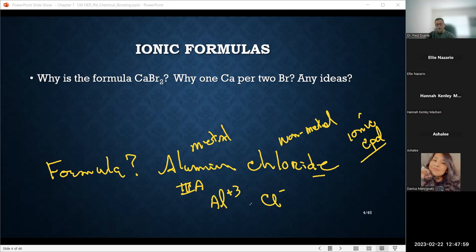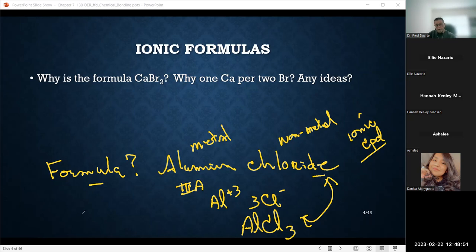Okay, now I want to put these together to write the formula. As I stated earlier, I have to put enough of each so they cancel each other out with respect to the charge. Now I have a +3 on the aluminum, only a -1 on the chloride. So that tells me that I need 3 chlorides to cancel out the +3 of aluminum. So that 3 becomes the subscript. Aluminum, Cl subscript 3. And that is the formula AlCl3 for aluminum chloride. Notice that I didn't say aluminum trichloride. Just a straightforward aluminum chloride.